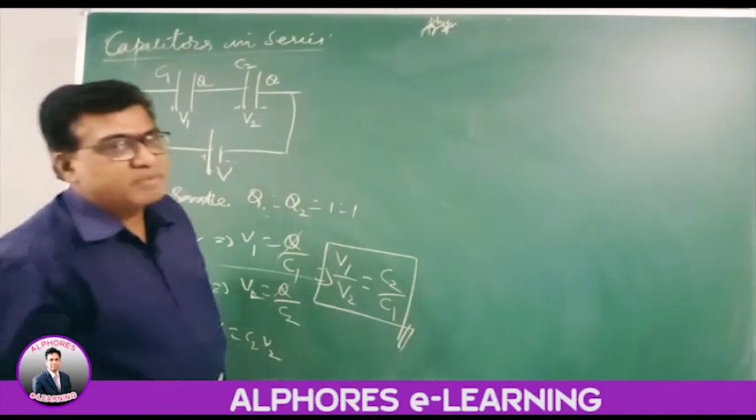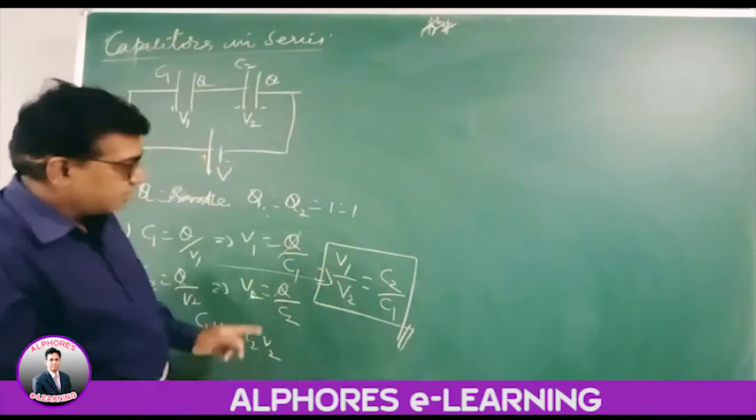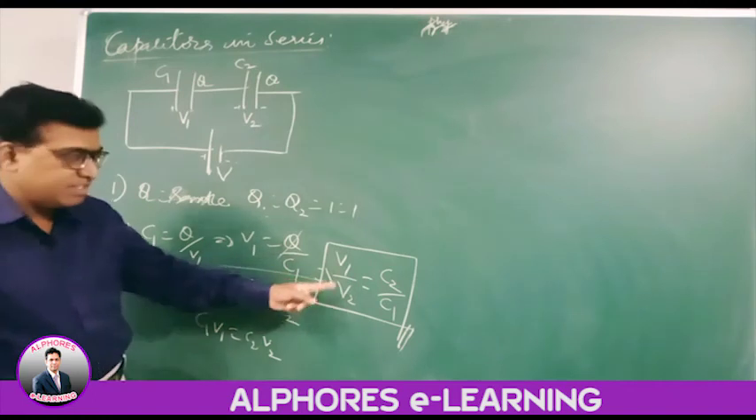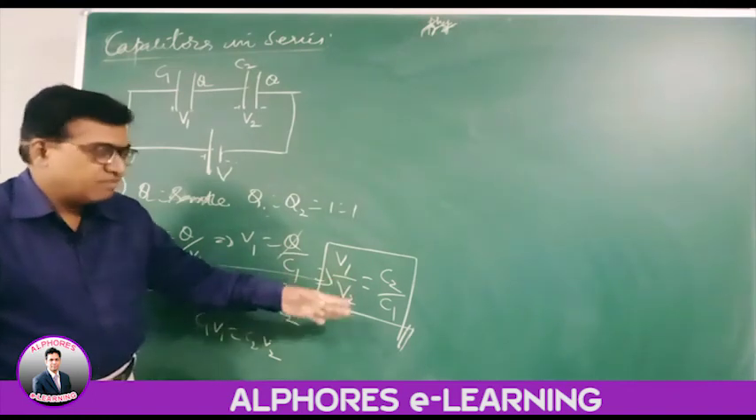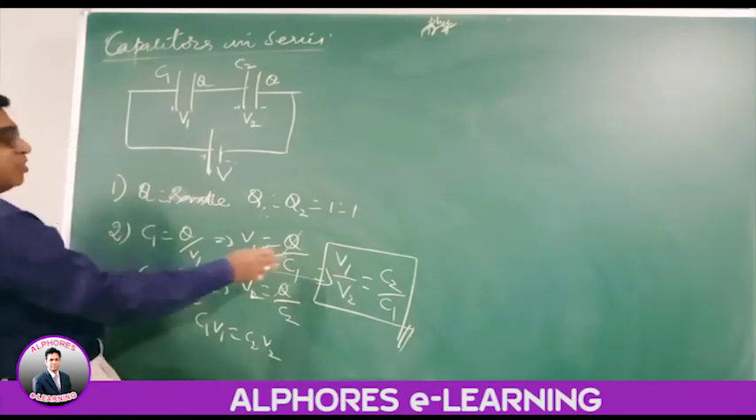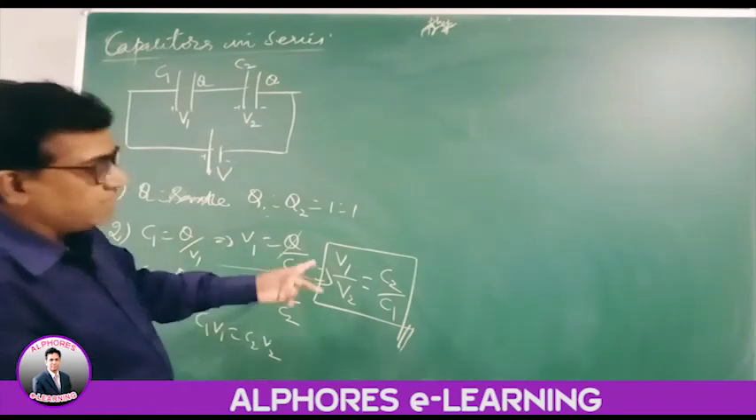So whenever two capacitors are connected in series, the charge stored in them is the same. C1 V1 is C2 V2. C1 by C2 is V2 by V1, or V1 by V2 is C2 by C1. So the potential shared by them is inverse to their capacities.